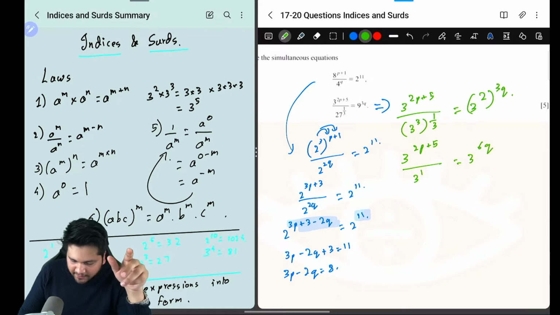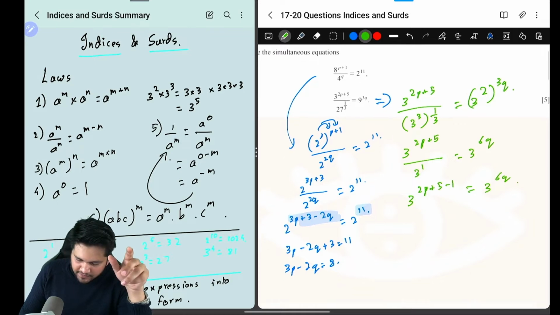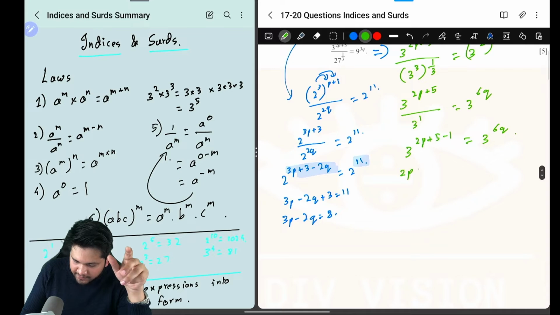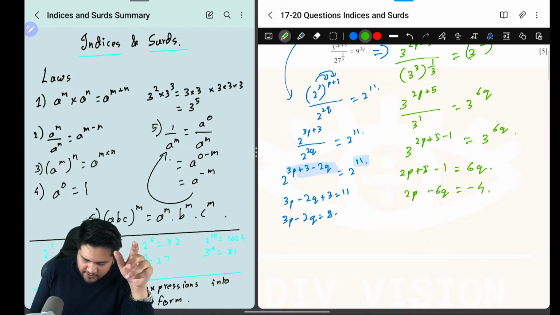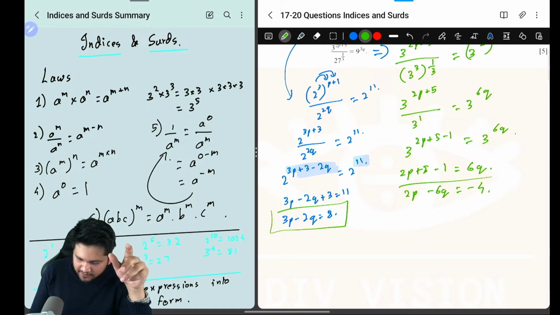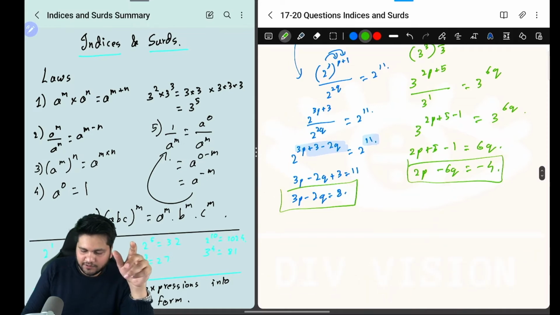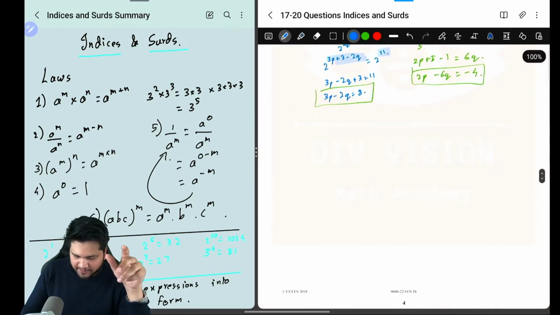2 and 3 will get multiplied. In short, I'll get 3 to the power of 2p plus 5 minus 1 is equal to 3 to the power of 6q. And we'll get 2p plus 5 minus 1 is equal to 6q. Or finally, I'll get 2p minus 6q is equal to minus 4. So as you can see, we'll get this one equation and this second equation. And now we'll just solve both the equations simultaneously to get the answer.